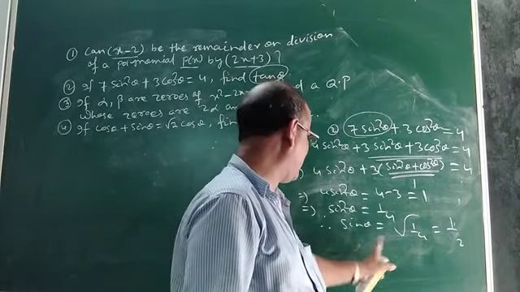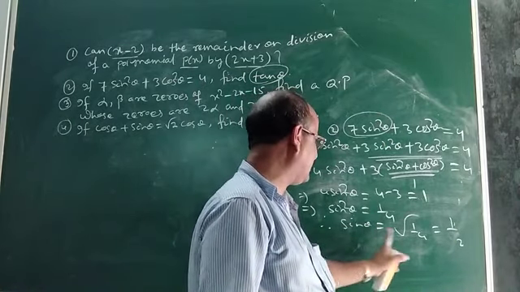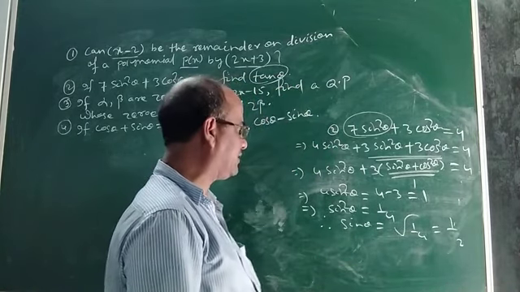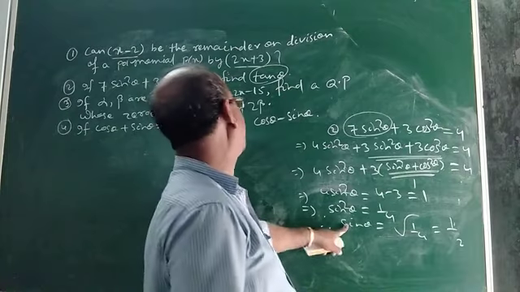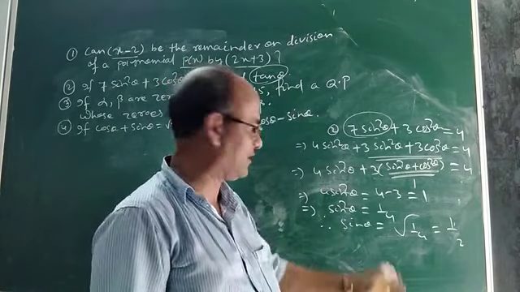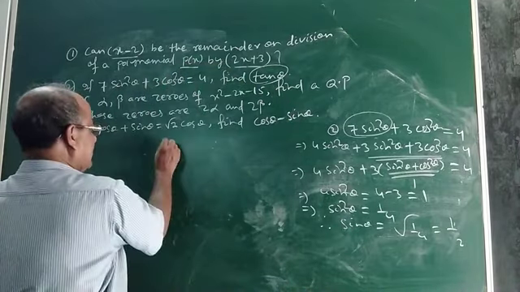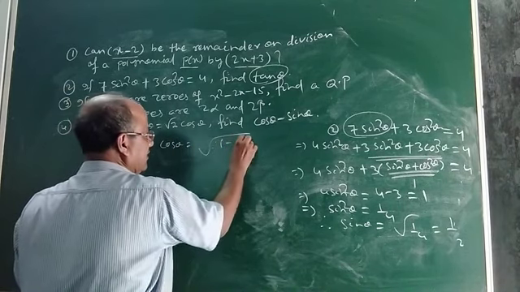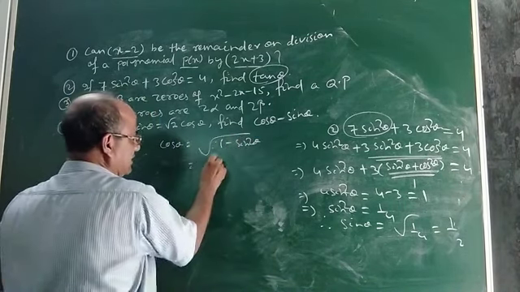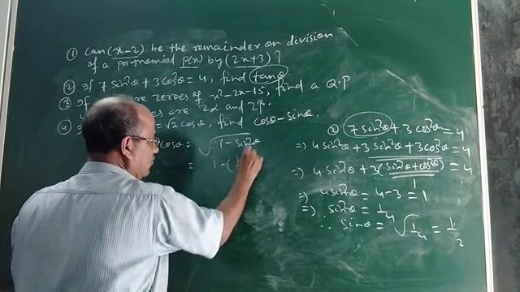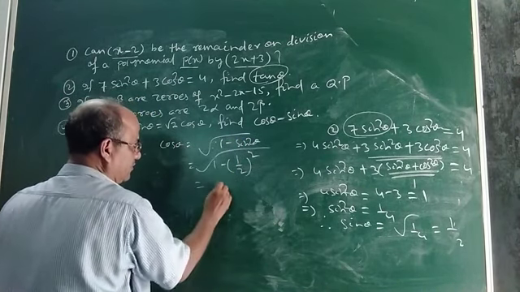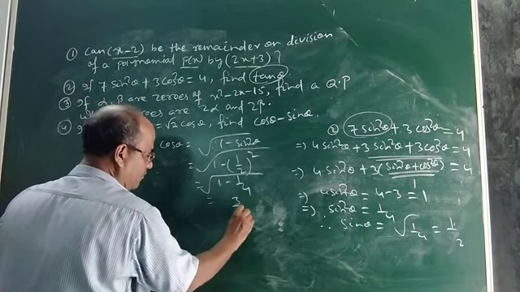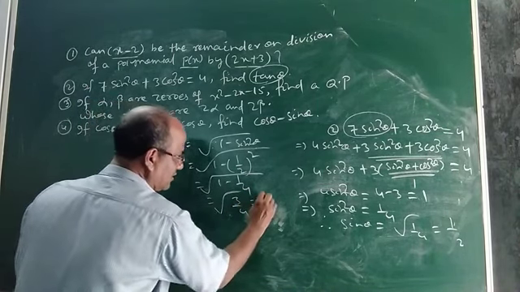Sin square theta will be 1 by 4, so sin theta will be square root of 1 by 4, that is 1 by 2. Now we got the value of sin theta, but we want to find tan theta. So we can now easily find cos theta. What is the formula? Cos theta is the square root of 1 minus sin square theta. That means 1 minus 1 by 2 whole square. So it will be 1 minus 1 by 4, that is square root of 3 by 4. So this is root 3 by 2.